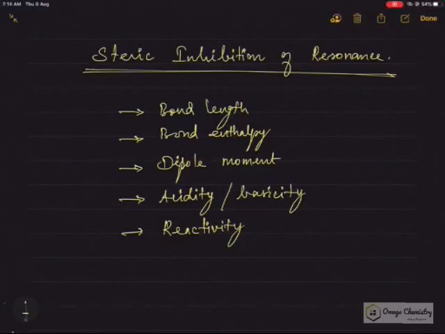Hi student friends. Steric inhibition of resonance is one of the important factors that decides bond length, bond enthalpy, dipole moment, acidity or basicity, and even reactivity. So knowledge about this inhibition will surely let you crack some tricky questions in various competitive examinations.